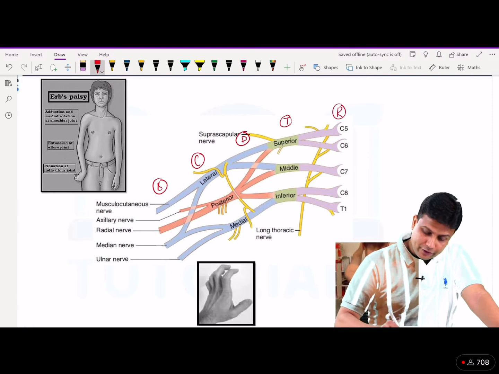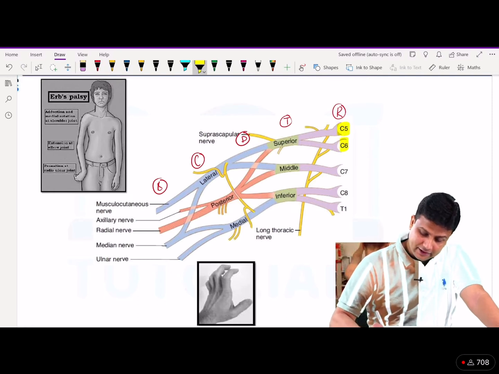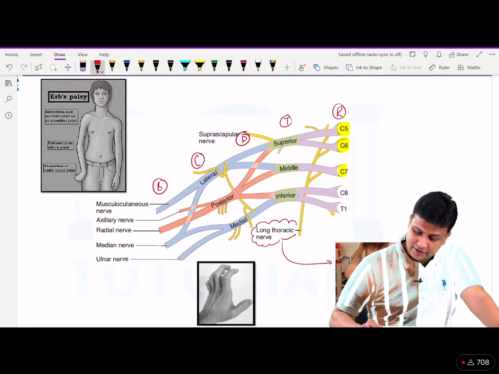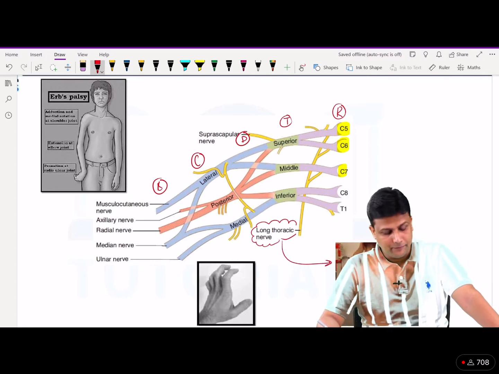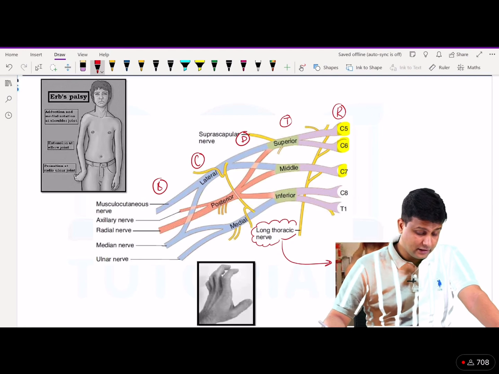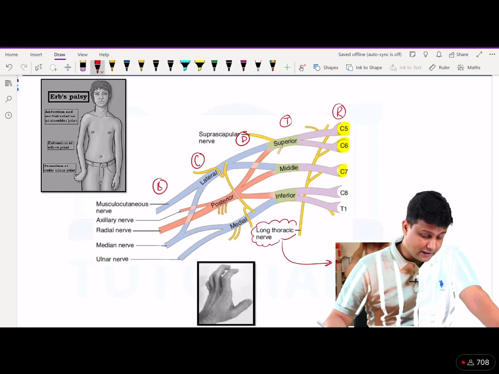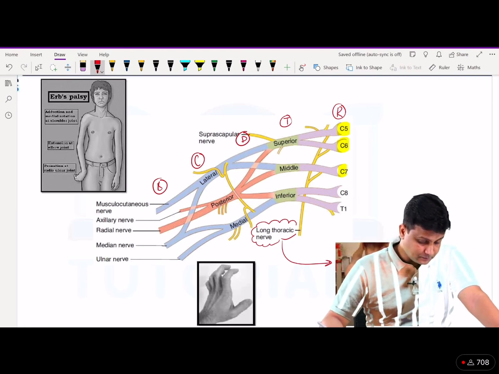Now in this, I told you very clearly, this is the C5 and the C6 and C7, and from there you can clearly appreciate that there is a nerve coming from here. This is the long thoracic nerve. And if this long thoracic nerve is injured, it is leading to what, guys? Winging of scapula. Injury to long thoracic nerve will lead to what, guys? Winging of scapula. Okay.